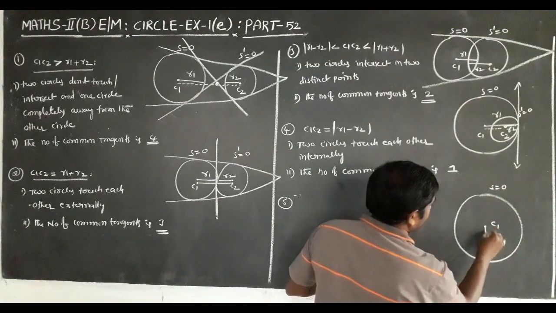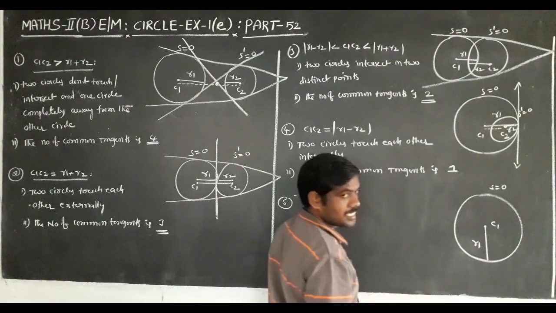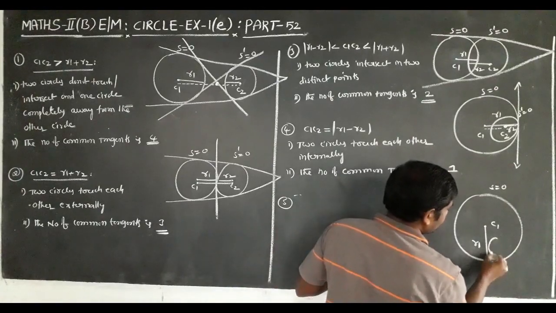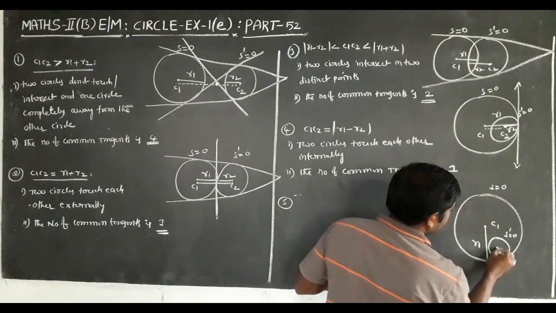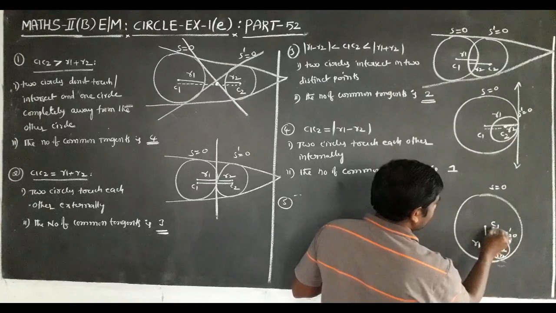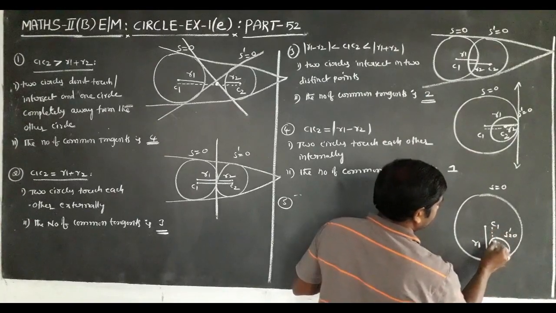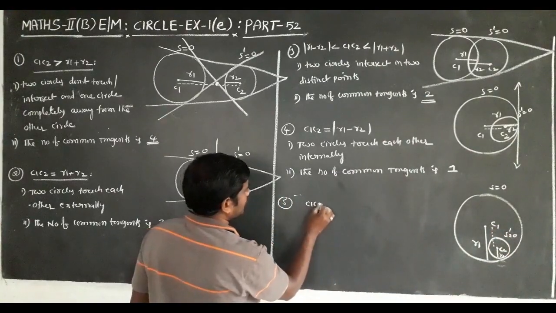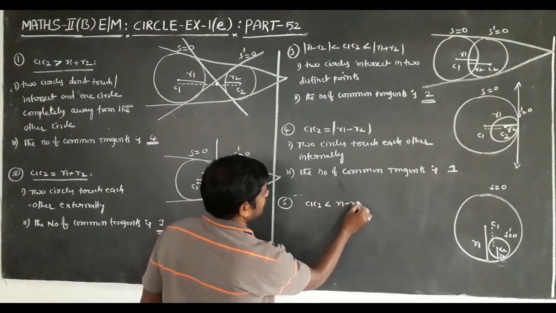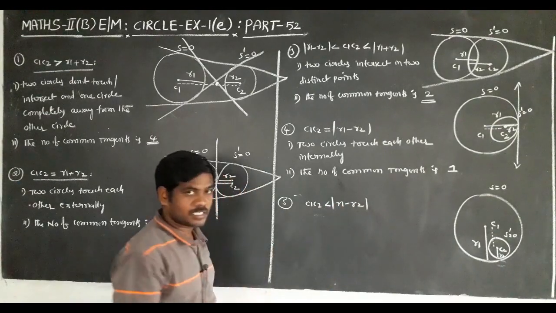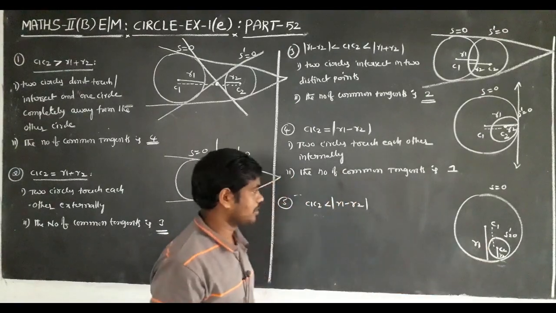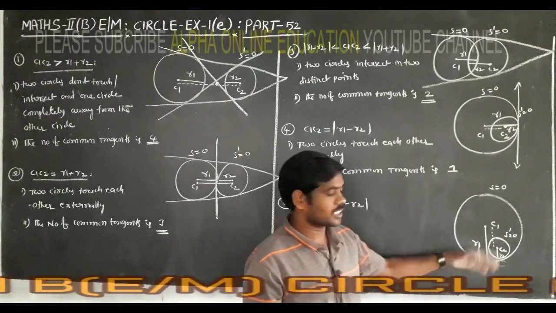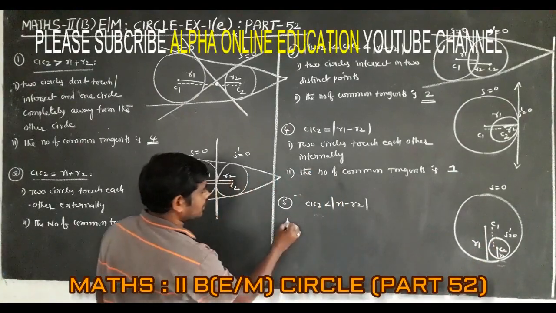Last one, this is the circle S equal to 0. C1 is the center, R1 is the radius of the circle. This is the second circle, C2 is the center and R2 is the radius of the second circle. If C1C2 is less than mod of R1 minus R2, in this case, one circle is inside the other circle.